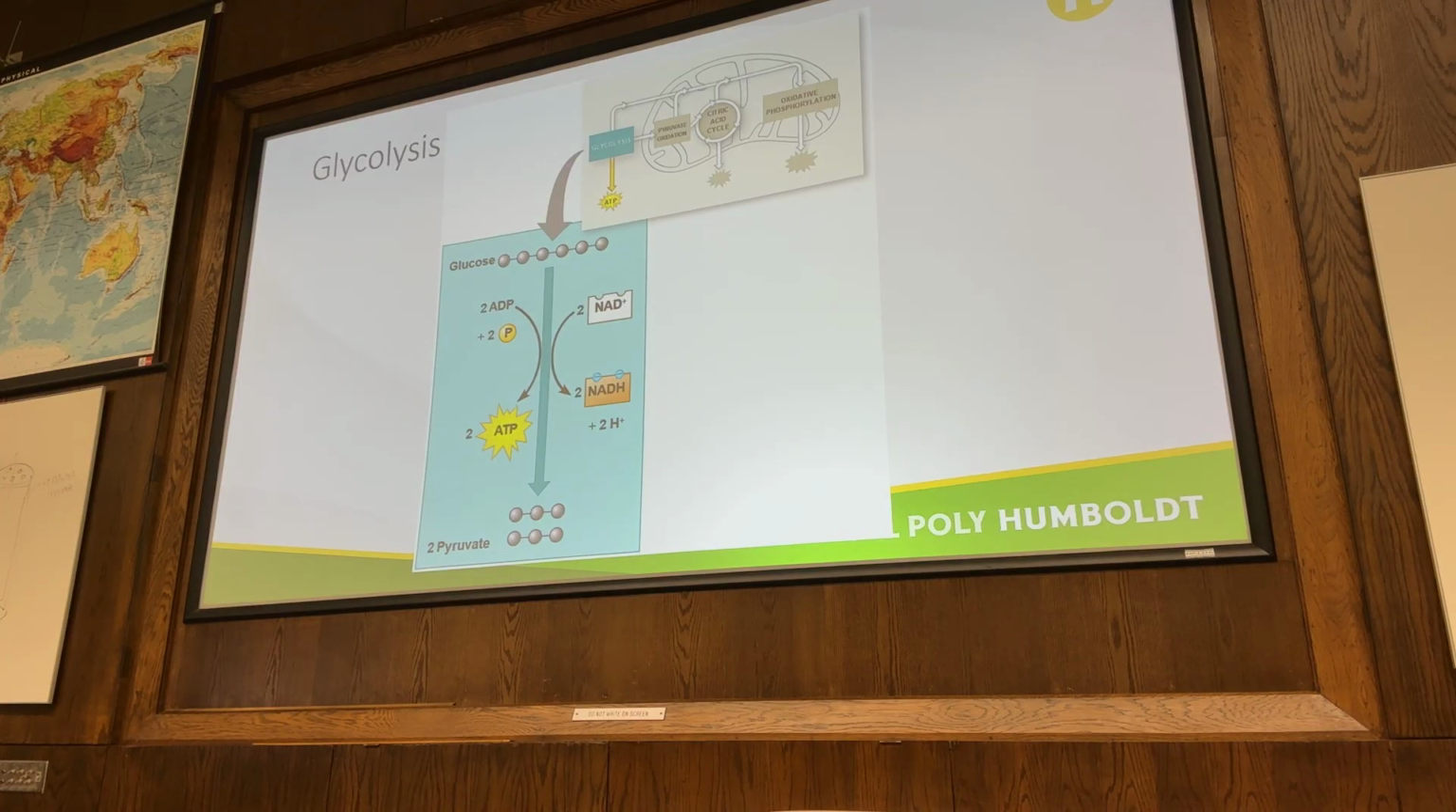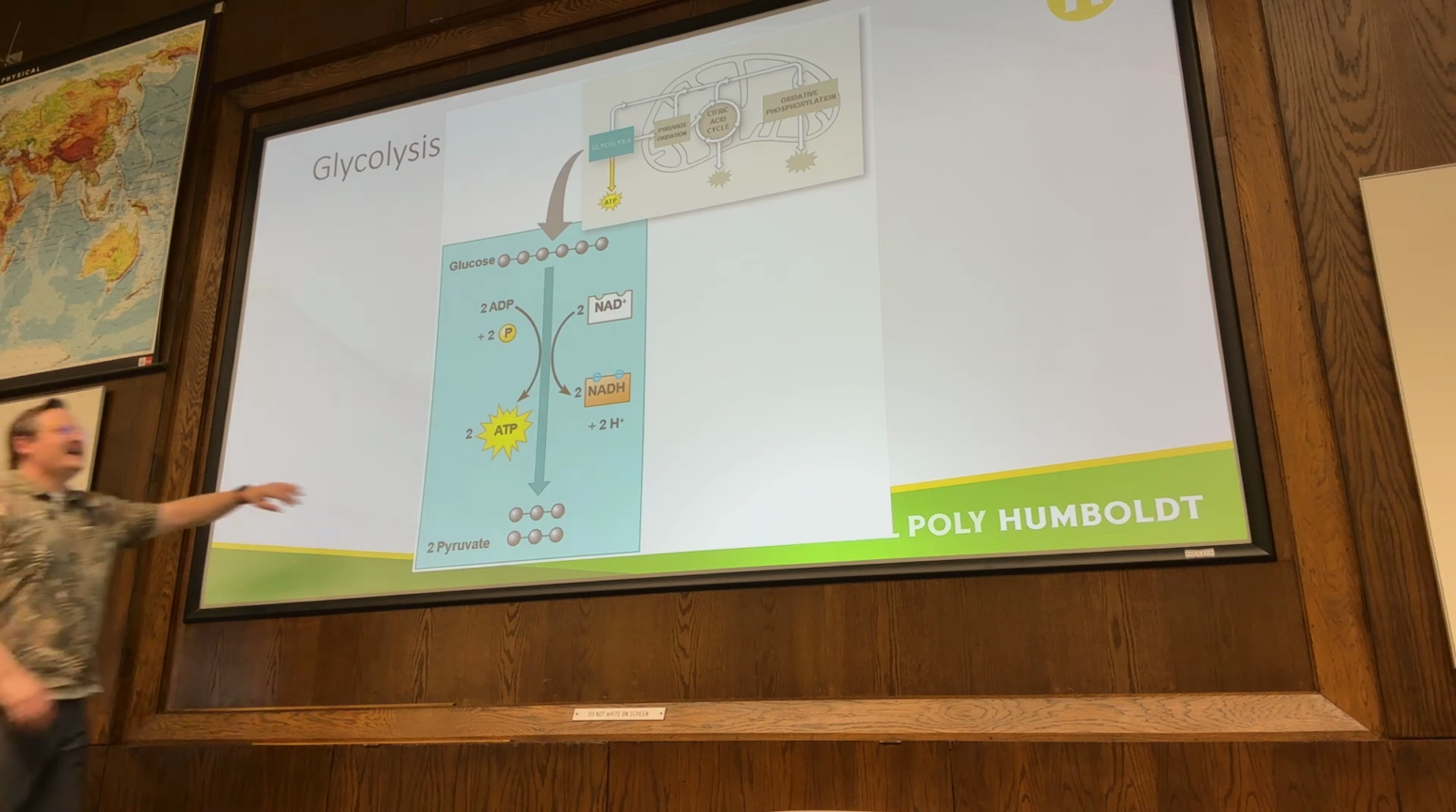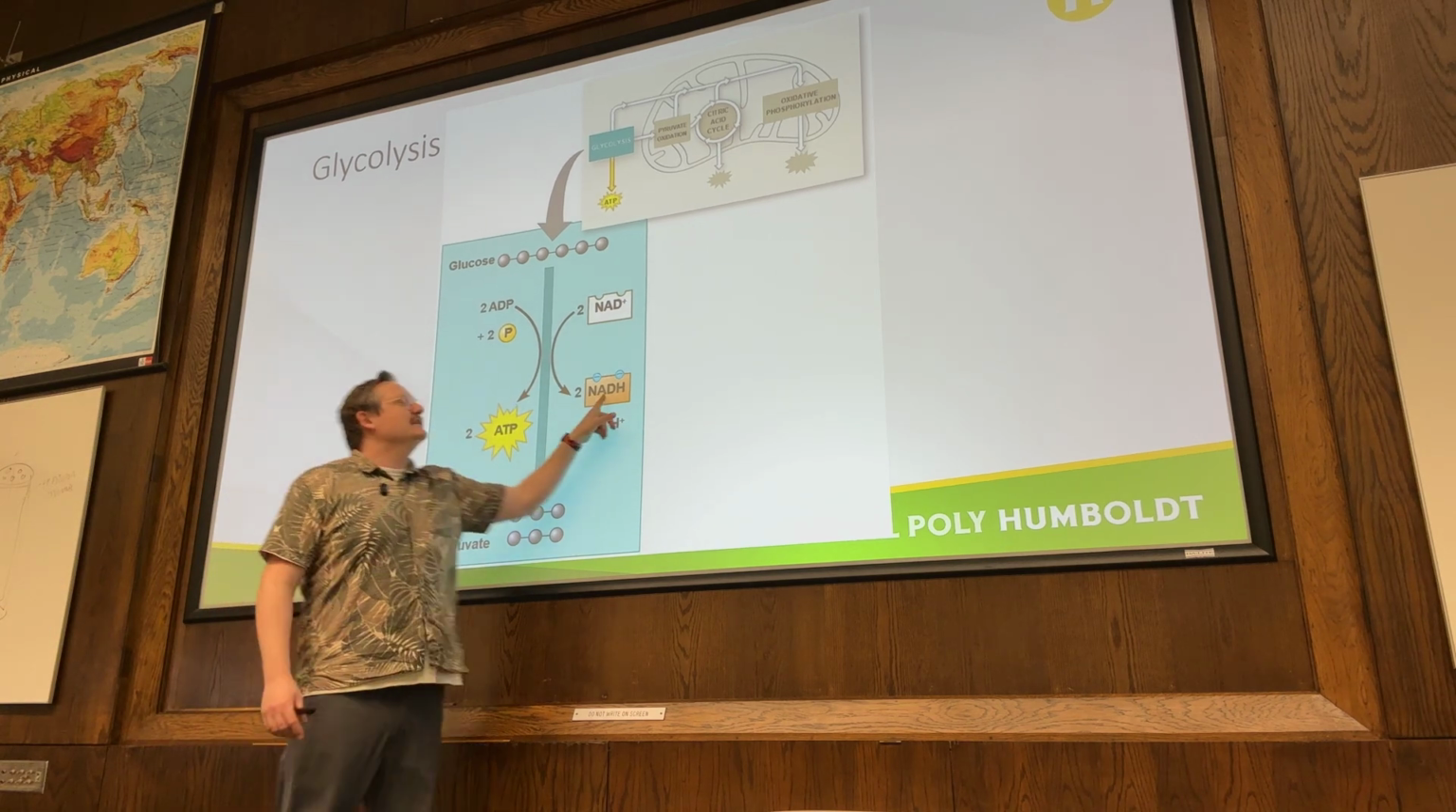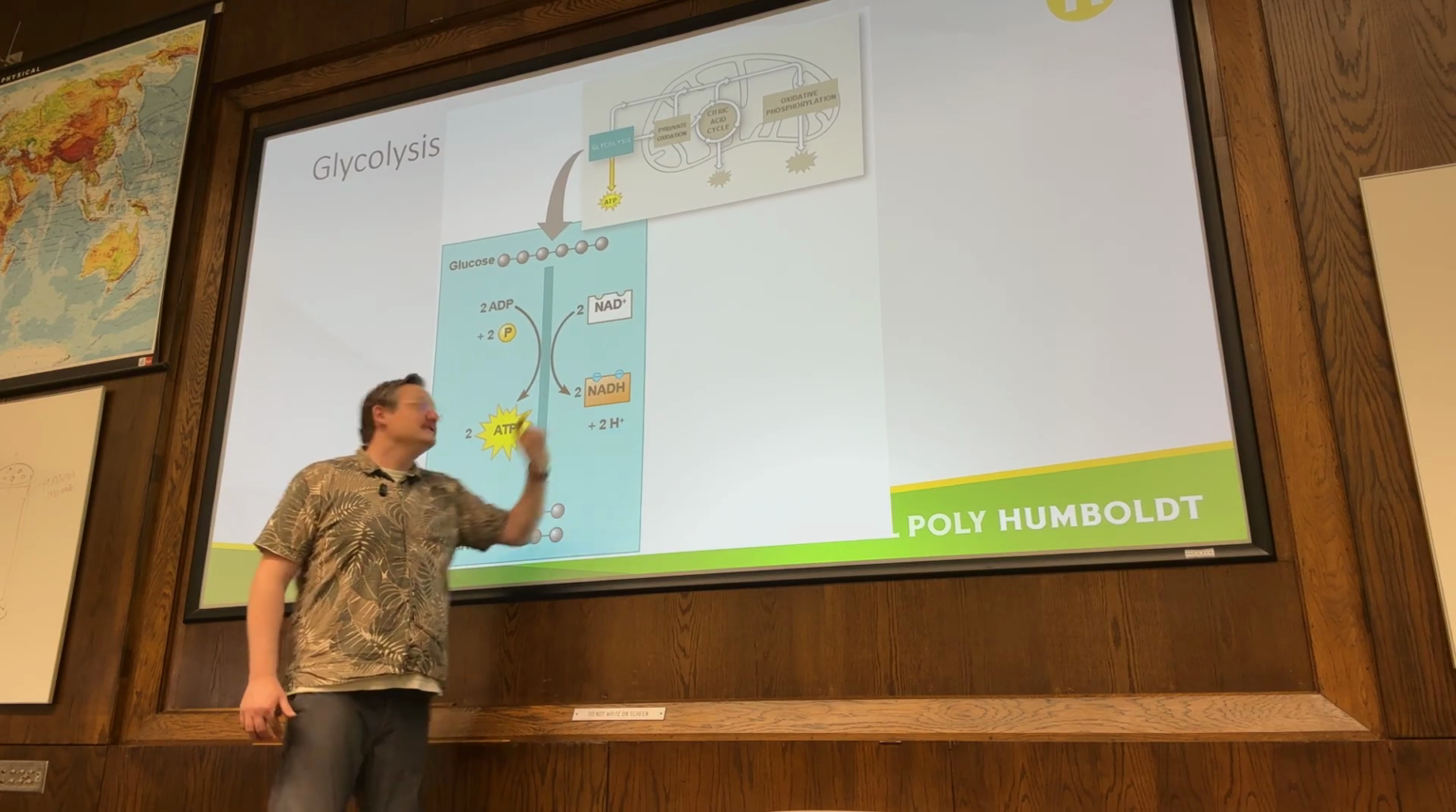So here's the thing, right? We're going to look at each of these steps in a little more detail. Ready? Glycolysis. Glucose. Each one of these gray circles indicates a carbon. 6-carbon molecule. Break it down. You get 2 3-carbon molecules. All right? You get a little bit of ATP. You also get some NADH.